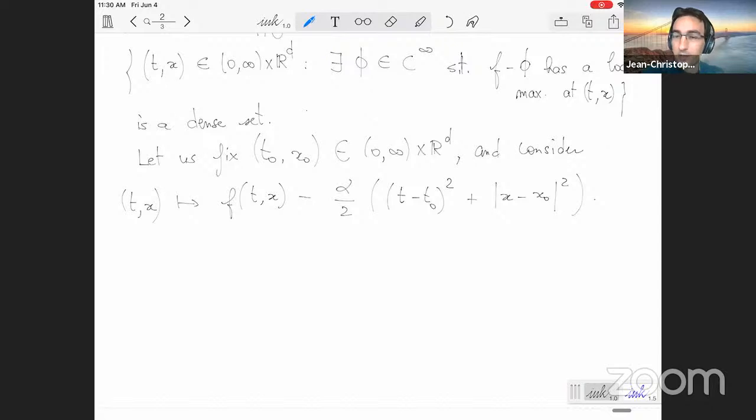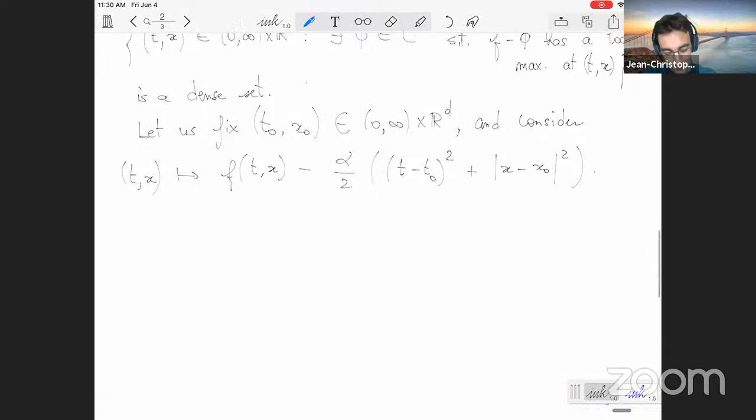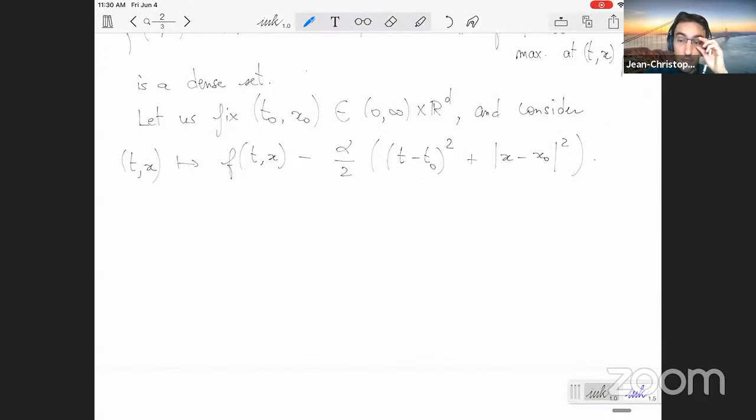Okay, I always fancy to write alpha over 2, but it's just because I find it more natural. The 1/2 has no importance. So I think of alpha as being very large. So you see, this is my parabola, which is very spiky. And now I'm going to argue that if alpha is sufficiently large, there will be some point at which this function has a local maximum. And this point is going to be closer and closer to T0 X0 as we send alpha to infinity.